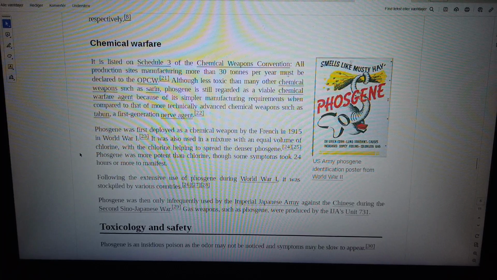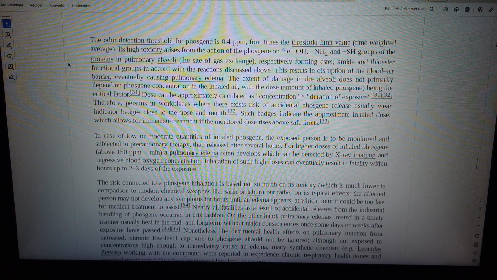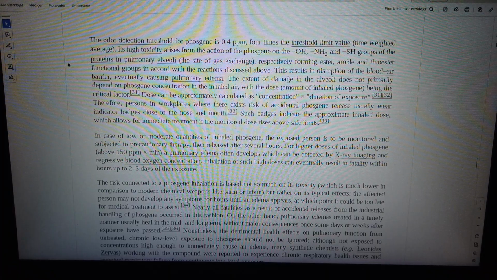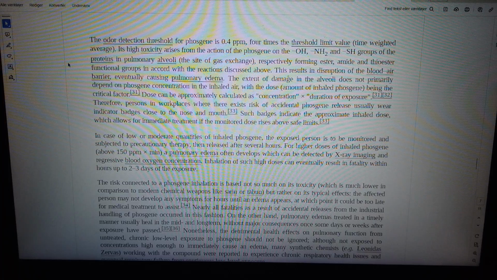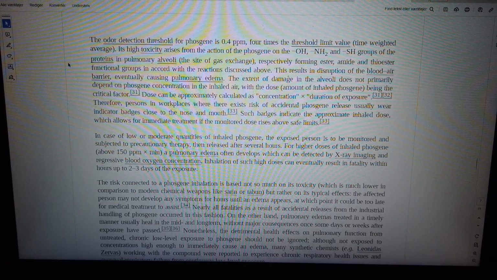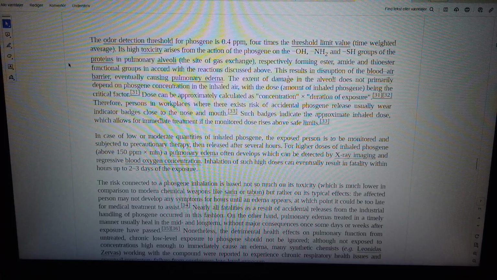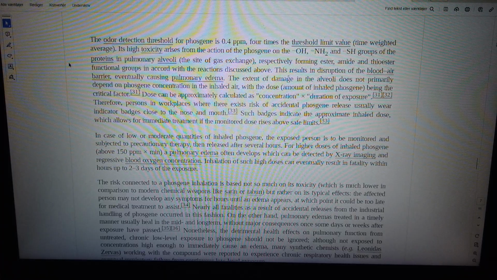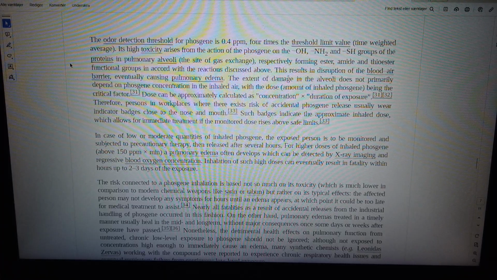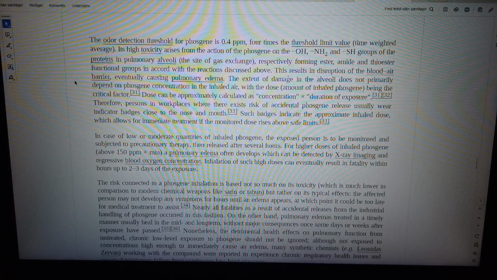30. The odor detection threshold for phosgene is 0.4 ppm, 4 times the threshold limit value, time-weighted average. Its high toxicity arises from the action of phosgene on the OH, NH2 and SH groups of the proteins in pulmonary alveoli, the site of gas exchange, respectively forming ester, amide and thioester functional groups in accord with the reactions discussed above. This results in disruption of the blood-air barrier, eventually causing pulmonary edema.